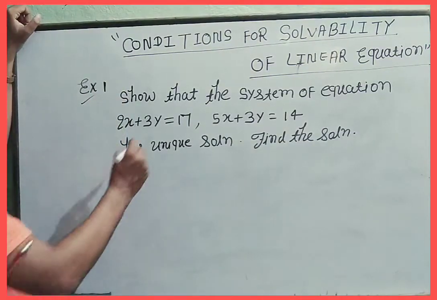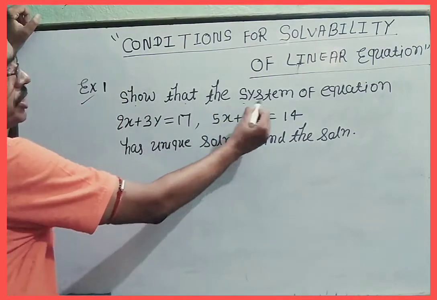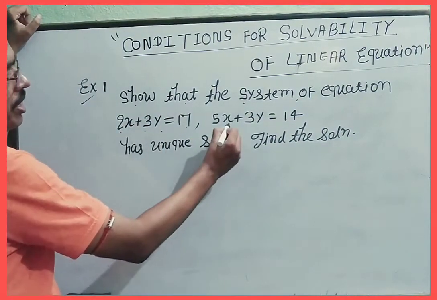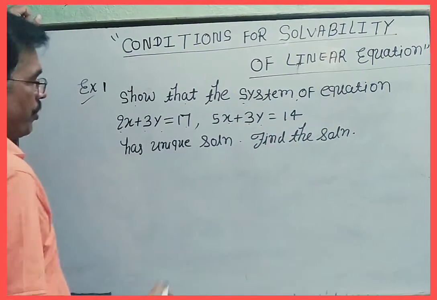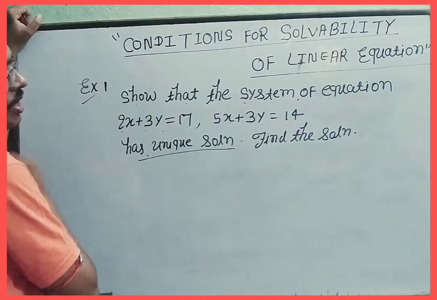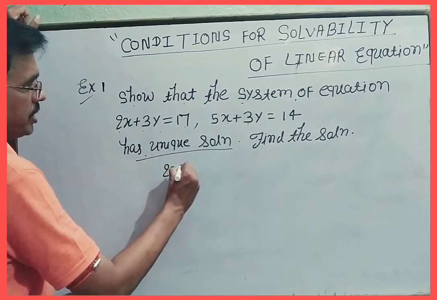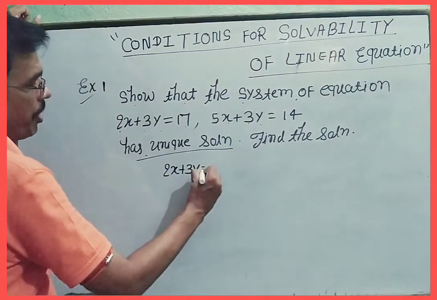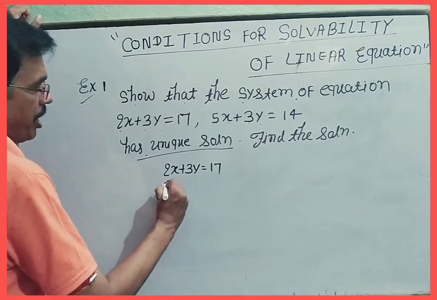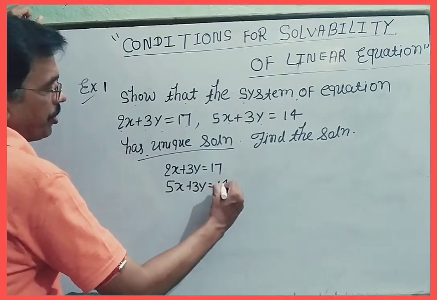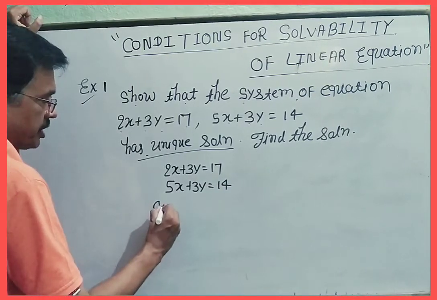Example: show that the system of equations 2x + 3y = 17 and 5x + 3y = 14 has a unique solution, and hence find the solution. Dear student, first you write the equations, that is 2x + 3y = 17 and second 5x + 3y = 14. So clearly what is given is a1 = 2.